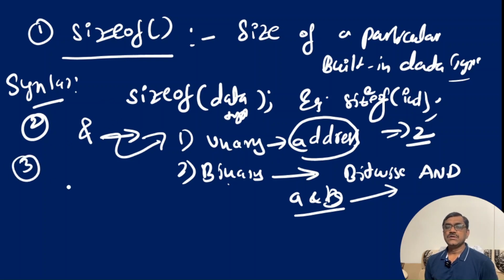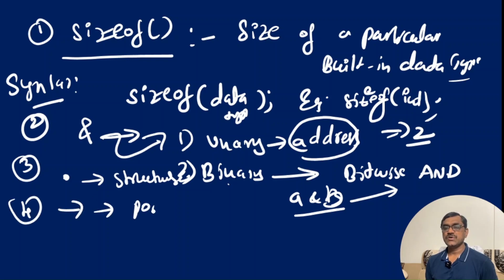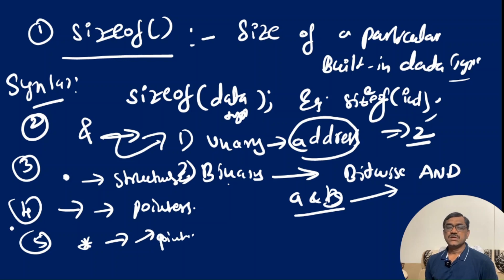Now, the third one is the dot operator. This dot operator is mainly used in the concept of structures, which we will discuss later. After that, we use the arrow, which is also used in the concept of pointers, which we will discuss in the coming classes. Now, the fifth one, the indirection operator, is also discussed when we discuss pointers. The only thing we have to discuss in today's class is mainly the comma operator.